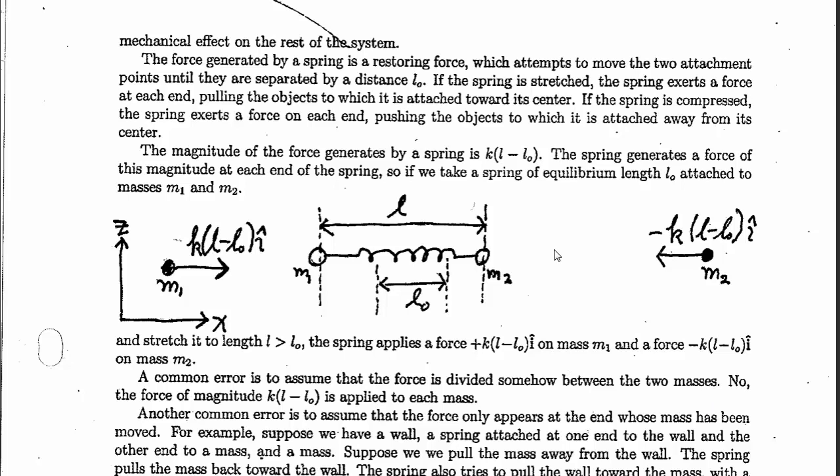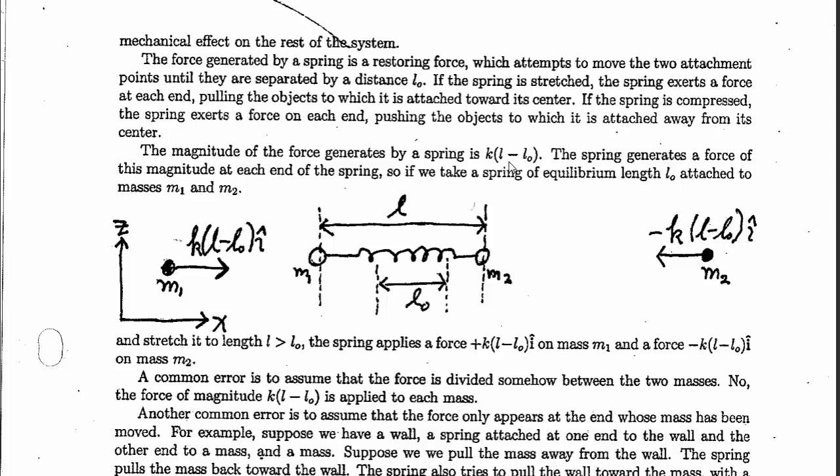The force generated by the spring is a restoring force which attempts to move the two attachment points until they are separated by the unloaded distance. If you stretch a spring, it pulls in towards the middle. If you compress a spring, the spring pushes objects back. The magnitude of the force generated by a spring is K(L minus L0). This force generates a force of this magnitude at each end of the spring.